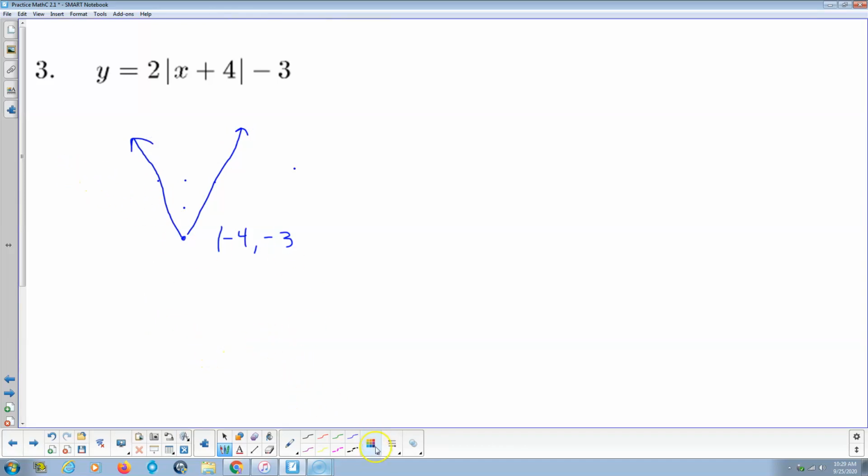And notice x equals 0. Since the lower part of the graph is negative 3, y equals 0 would be up above it somewhere. So notice there's going to be two different roots. And whatever negative 4 is, they're going to be the same distance. One's going to be a certain distance to the left of negative 4, and the other one will be the exact same distance to the right. So whatever this distance is right here, it's the same distance here because the graphs are symmetric. Pretty cool.